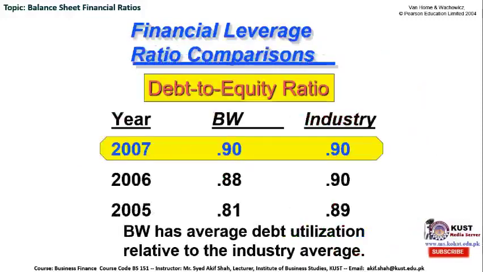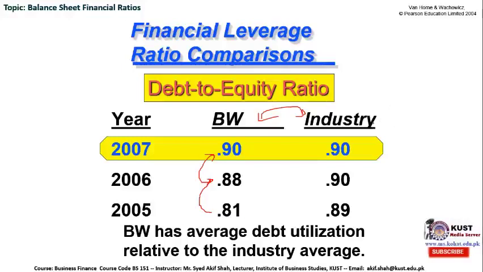We can compare this financial leverage ratio of Basket Wonder with itself as well as with the industry ratio. We have seen that Basket Wonder's debt to equity ratio has increased in the last 3 years. It was 81% of the shareholders' equity in 2005. However, in 2007, the debt to equity ratio is 90% or 0.9.